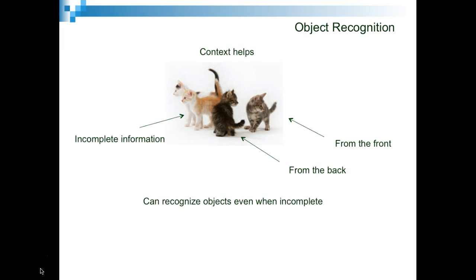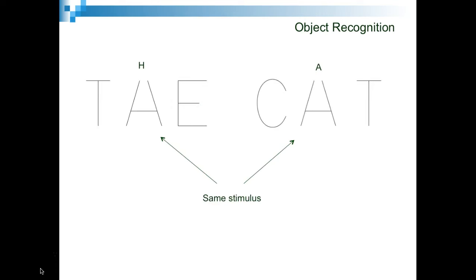But we don't often get a perfect look at an object. So the point of these four cats is each one is in a completely different position. We're seeing it from a different orientation. And in some cases, a lot of the kitten is obscured. So your perception system needs to get to the object identification despite a very messy, incomplete visual scene. Here, just another example from the book. The character, the H or the A, in the center of each word is obviously the same.